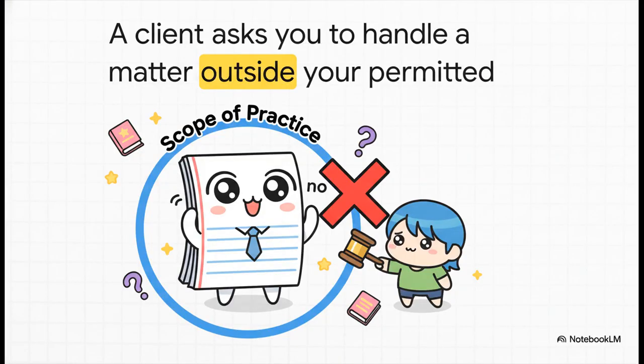Here's a big one. A client comes to you and asks you to do something that's clearly outside the paralegal scope of practice. This should be a massive, flashing red light in your brain. The second you see this in a question, you should immediately be thinking about the rules on competence and scope. The answer is simple. You just can't do it.